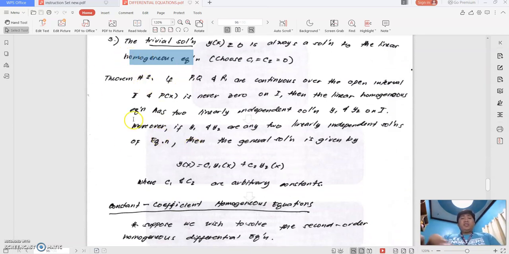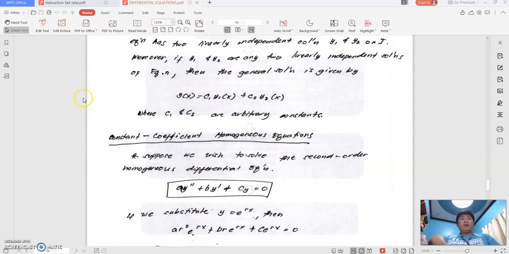So theorem number 2, don't worry, in our examples we'll combine all of this. In theorem number 2, if P, Q and R are continuous over an open interval I, and P of x is never 0 on I, then the linear homogeneous equation has two linearly independent solutions, y1 and y2, on I. Moreover, if y1 and y2 are any two linearly independent solutions of the equation, then the general solution must follow the same form as in the first theorem, where c sub 1 and c sub 2 are arbitrary constants. So, it holds a constant.